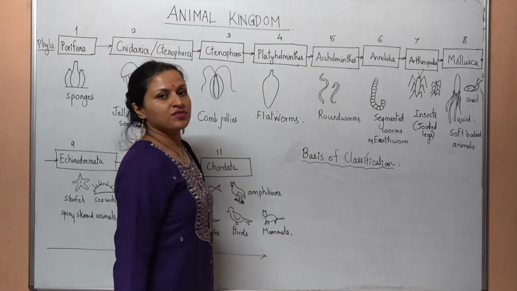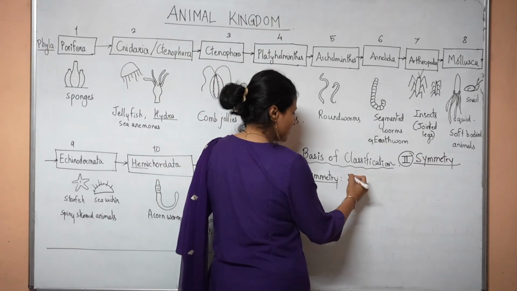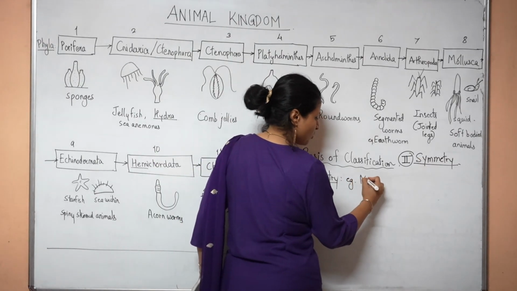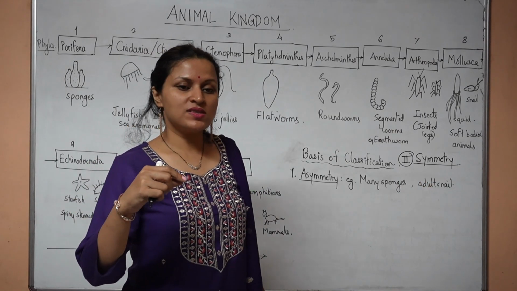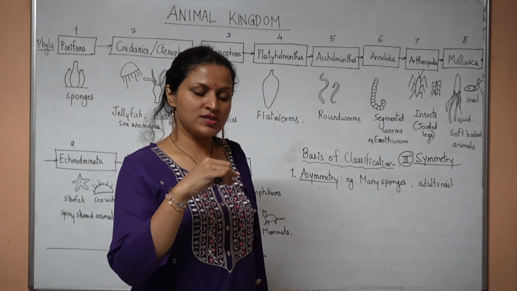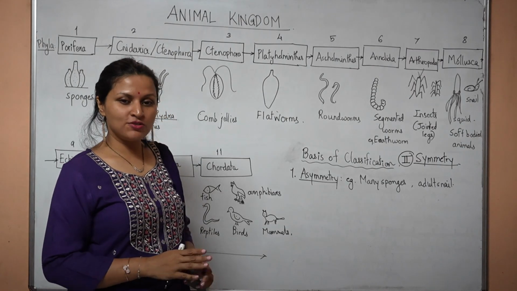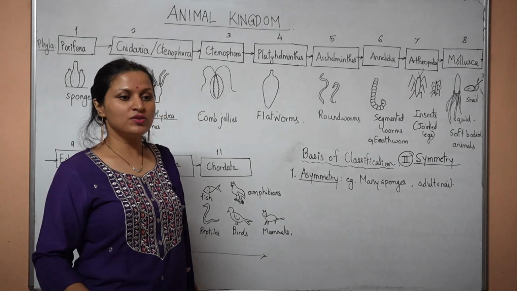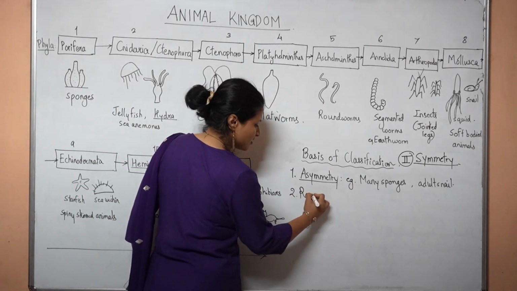The second basis of classification is symmetry. Asymmetry is found in many sponges and organisms like the adult snail, because in the adult snail the body is coiled inside its shell in such a manner that if you cut it into two pieces, it will not be two equal halves. So that's asymmetry. Then we have the radial symmetry.